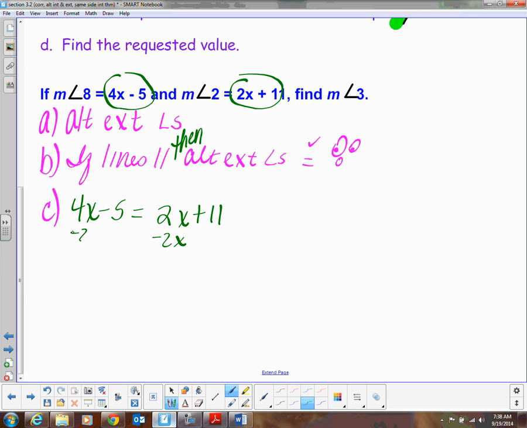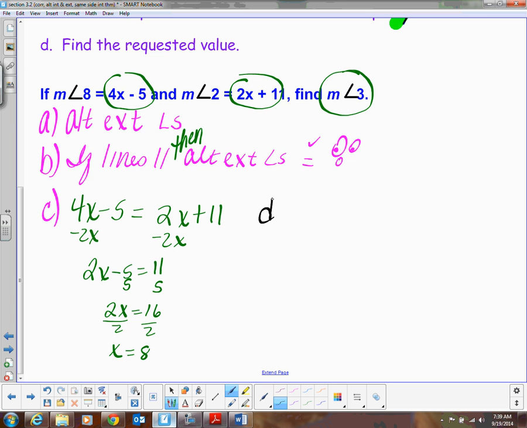We'll subtract 2x. So we get 2x minus 5 equals 11. We'll add 5. 2x equals 16. We'll divide by 2. X is equal to 8. Now, I want you to find the measure of angle 3. Was this the way the test was worded? You found X, and for the most part, you had to go back and find something else.